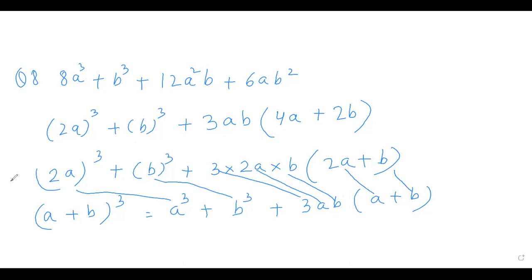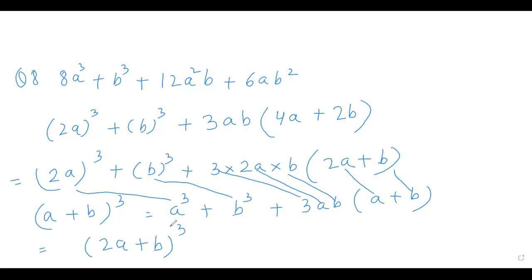So how can I change this whole? I can change it as a plus b whole cube. So in my case, a is 2a and b is b. So finally I can write it like 2a plus b whole cube. So I should be very thorough with each and every identity. This exercise is entirely based on identities.